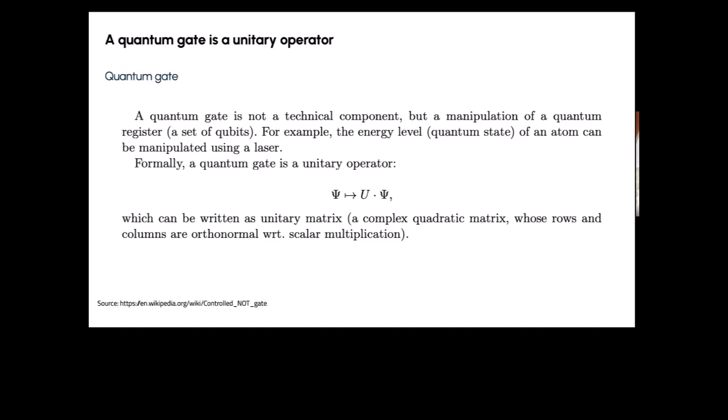And a quantum gate is, if the quantum register is written as uppercase psi, the operator maps this psi to a multiplication of the operator U with psi. That's a quadratic matrix, which has exactly as many rows and columns as the computer has qubits. So if the computer has two qubits, then the matrix is 2 times 2, if it's 3 qubits, 3 times 3, and so on. Its rows and columns are also normal with regard to scalar multiplication. So it's a quadratic matrix with this property.